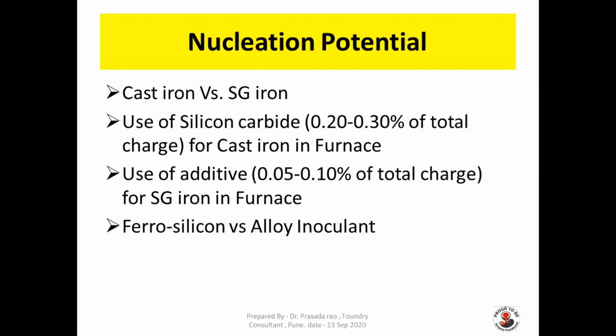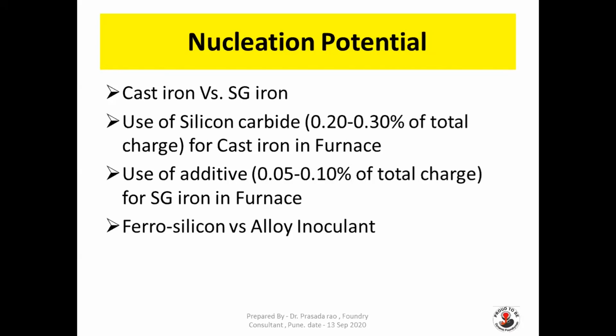Once again, I am repeating, for cast iron, use pig iron 10 to 20% or use silicon carbide. For AG iron, use pig iron 10% or use a preconditioner. The preconditioner should be 0.05 to 0.1% of the total charge. Now I'll come to the topic of today, which is inoculation. Now we'll come to ferrosilicon versus yellow inoculant.